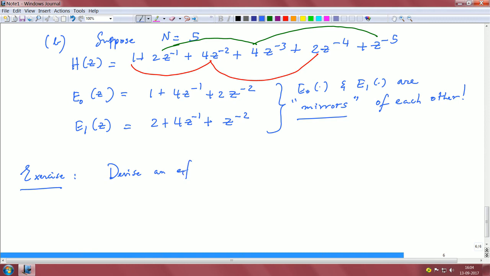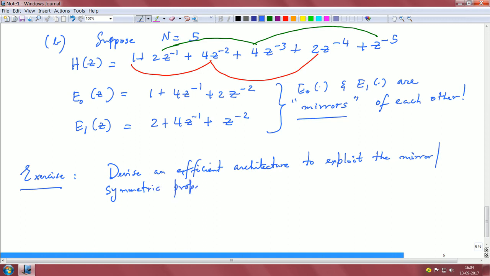Devise an efficient architecture to exploit the mirror/symmetric properties of polyphase components in decimation and interpolation filters.